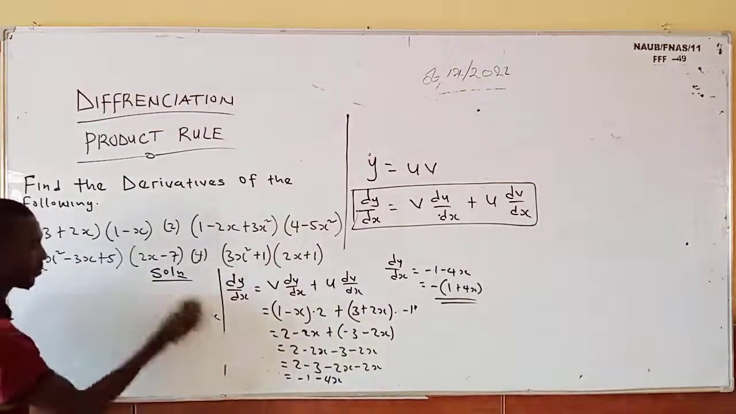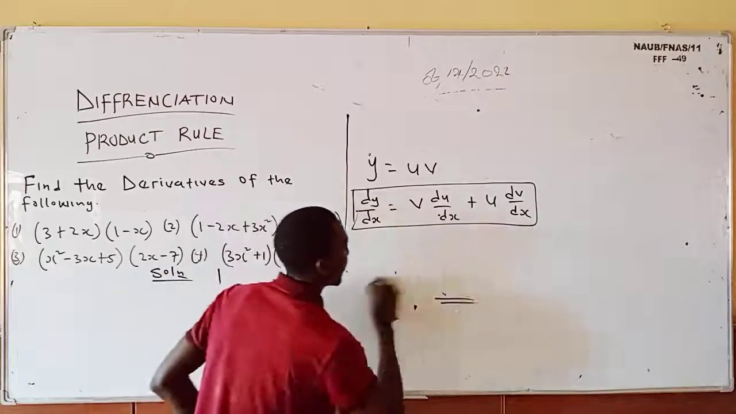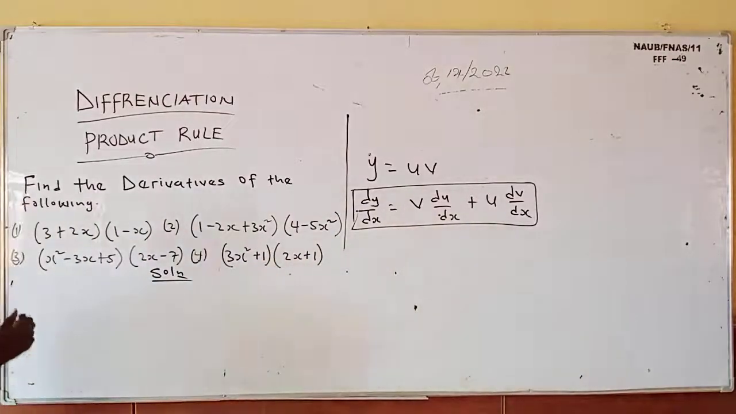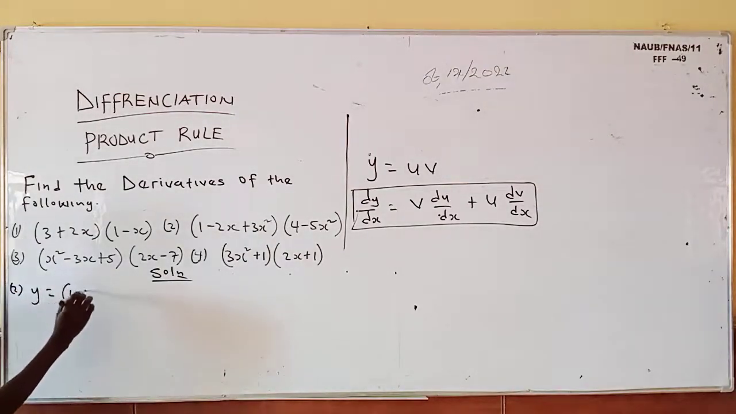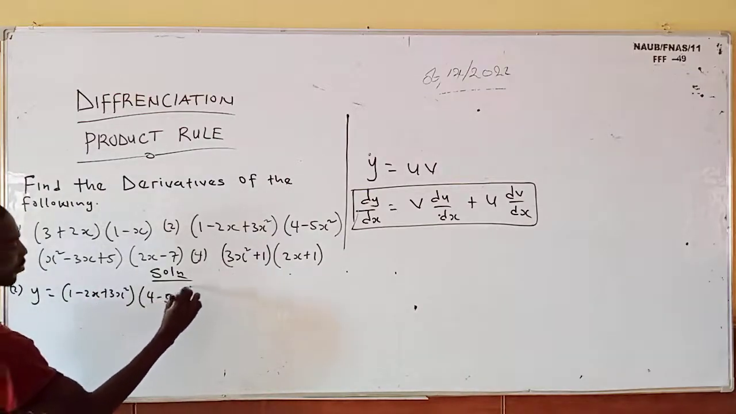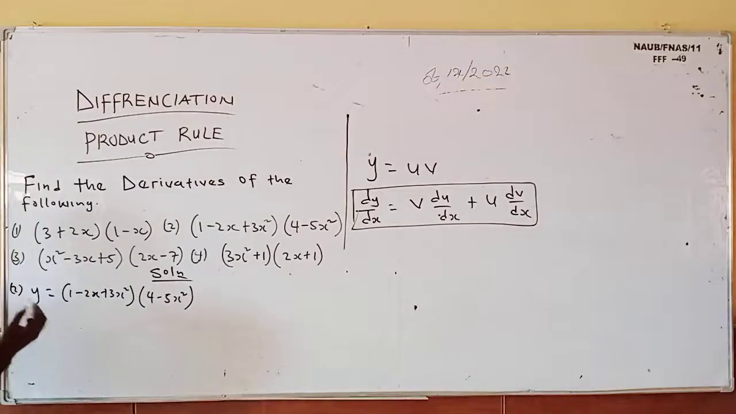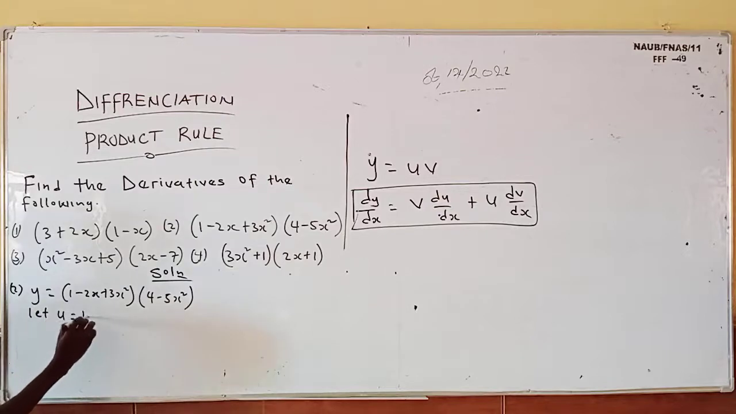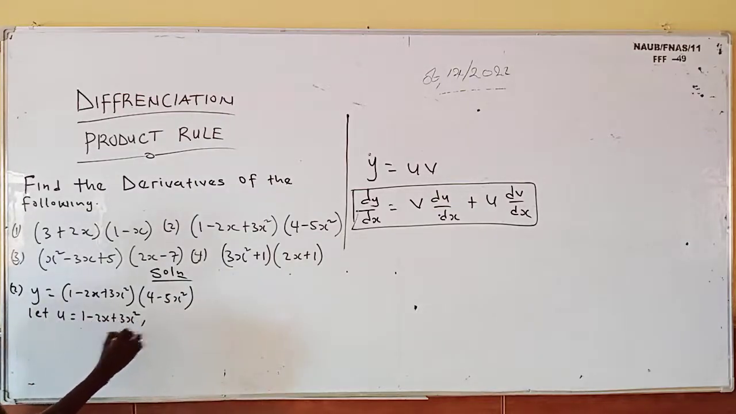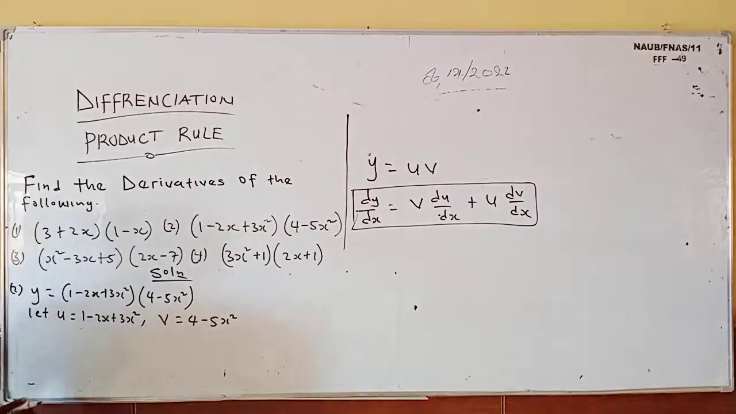Question number 2. We say let y equal to 1 minus 2s plus 3s squared, into 4 minus 5s squared. So now you see this one is one bracket, this one is another bracket. First thing you do, same step as before. Let u equal 1 minus 2s plus 3s squared, and v equal 4 minus 5s squared. You get that?